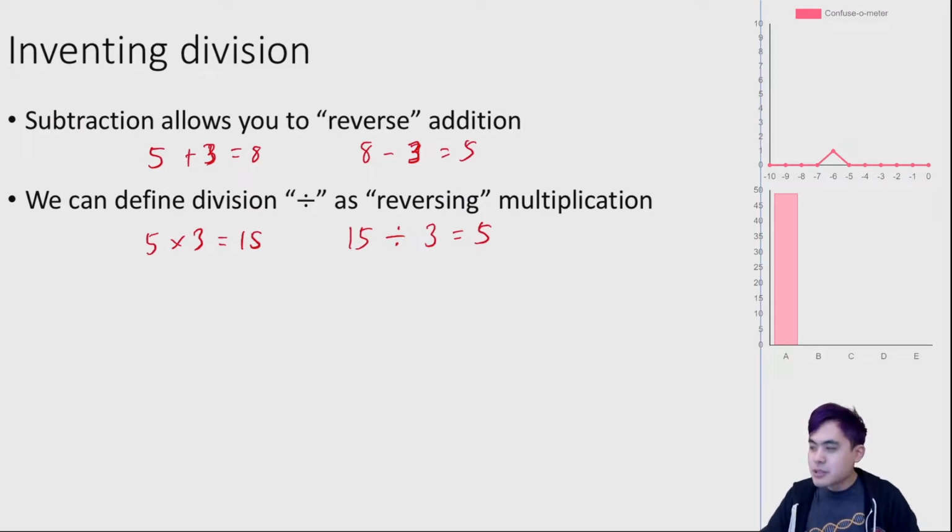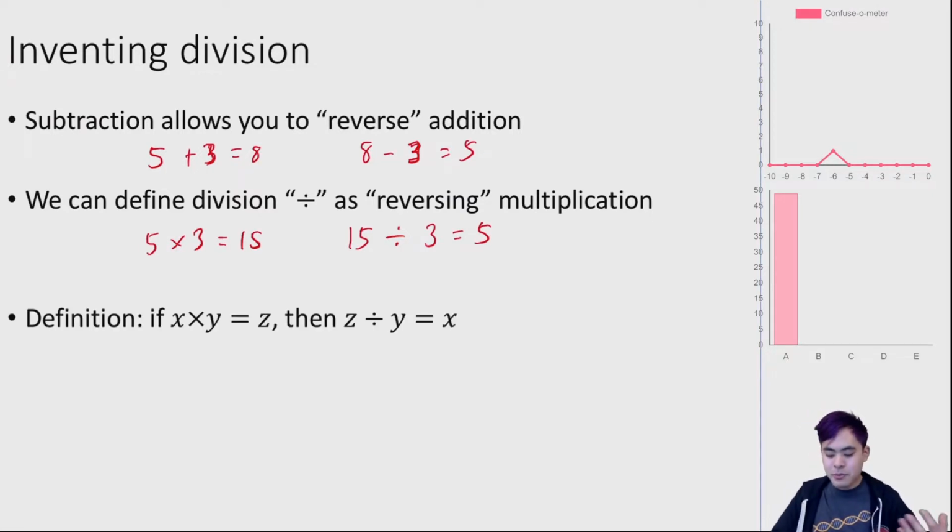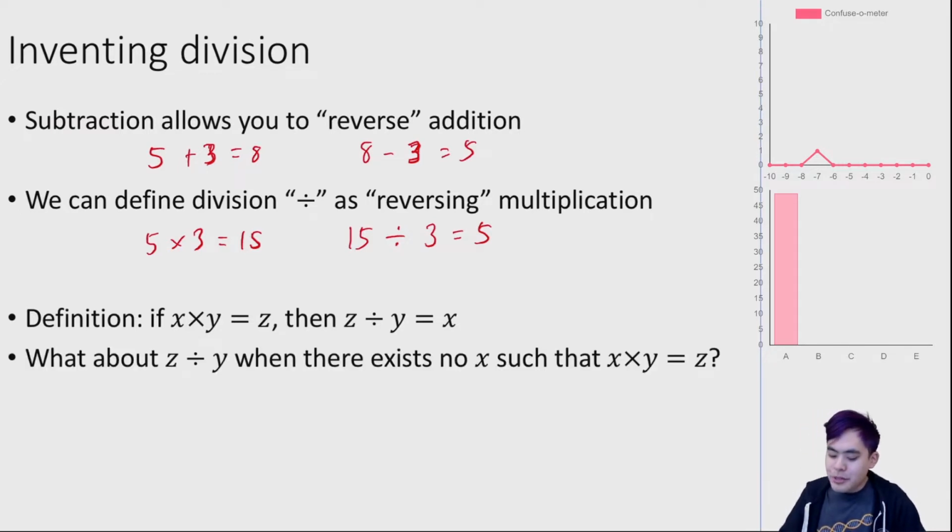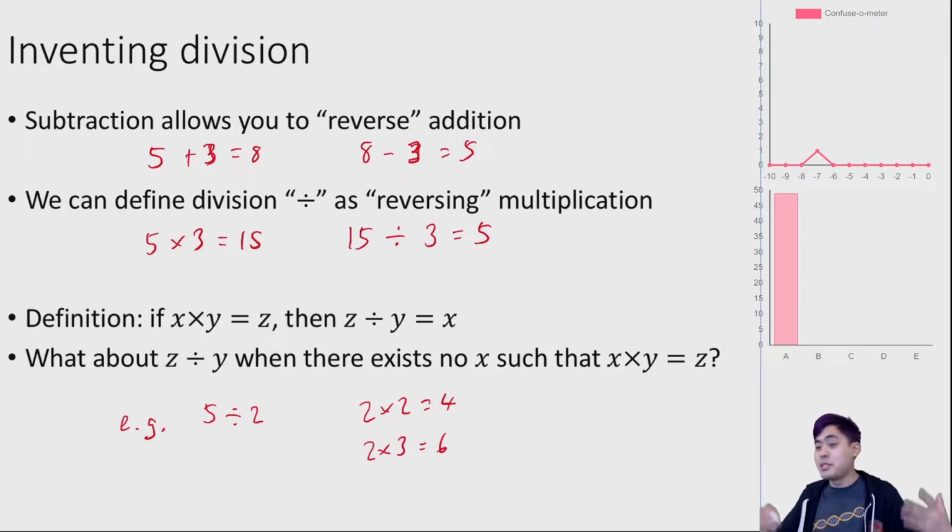So that gets us part of the way there, right? So, definition: if x times y is equal to z, then z divided by y is equal to x. But now, there's a bit of an issue with this. What about z divided by y when there doesn't exist an x such that x times y is equal to z? For example, what happens if we want 5 divided by 2? Well, 2 times 2 is equal to 4, and 2 times 3 is equal to 6. And we don't have any numbers in between. So there isn't a number x such that this works. So, what do we do?